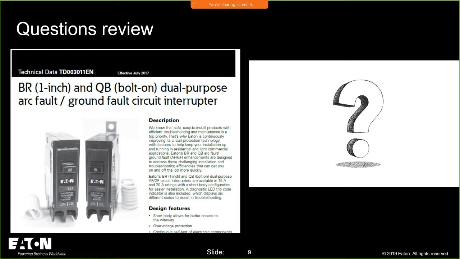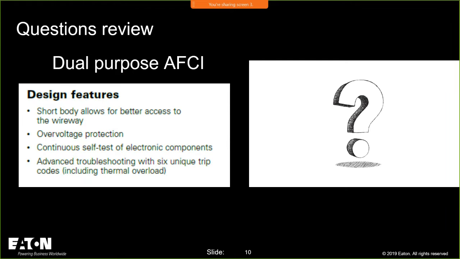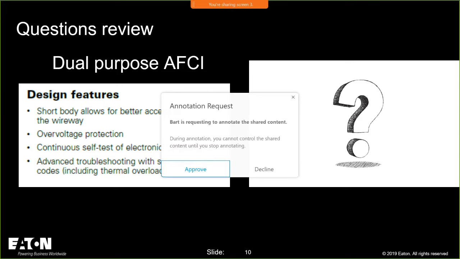But so these devices exist. The dual function or dual purpose, I've heard them called dual function, and I will use that interchangeably. I call it dual function, I'll call it dual purpose. Technically, it is the dual purpose arc fault and ground fault. The combination type does not mean arc fault and ground fault. Dual purpose does.